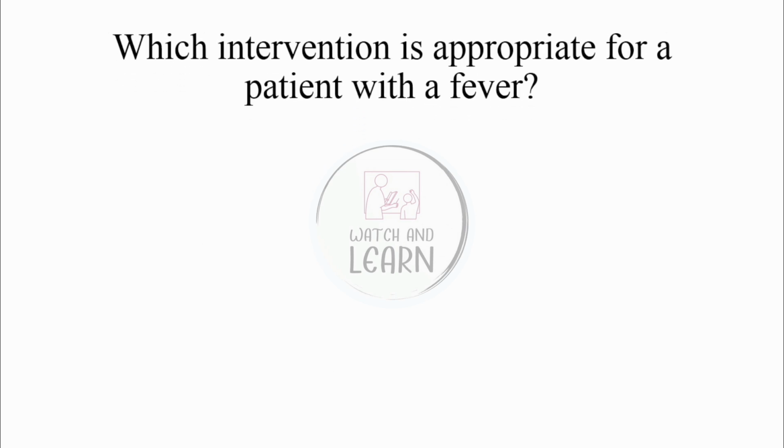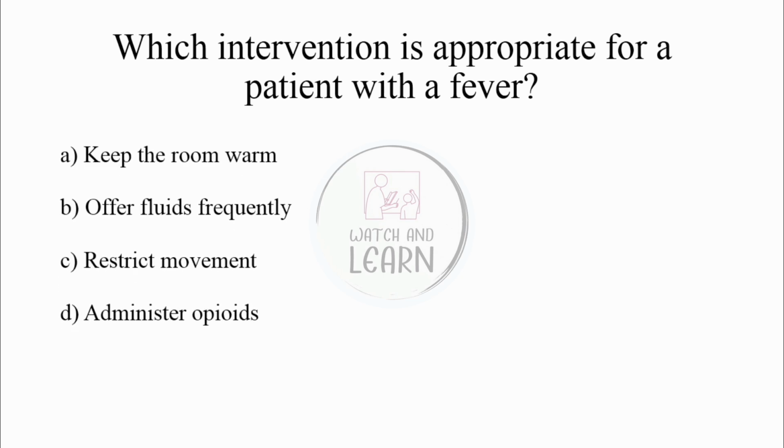Which intervention is appropriate for a patient with a fever? Options are: option A, keep the room warm; option B, offer fluids frequently; option C, restrict movement; option D, administer opioids. The right answer is answer B, offer fluids frequently.